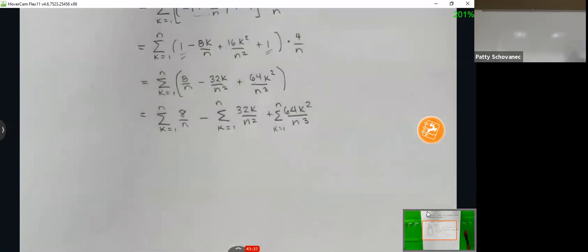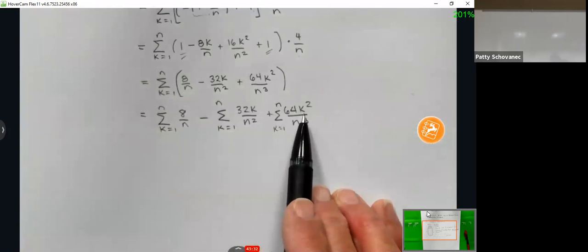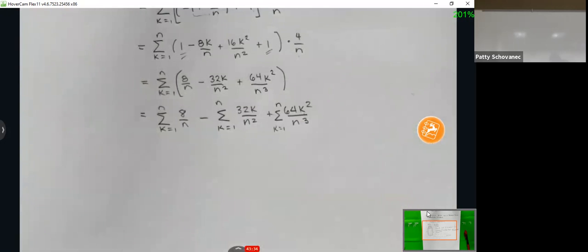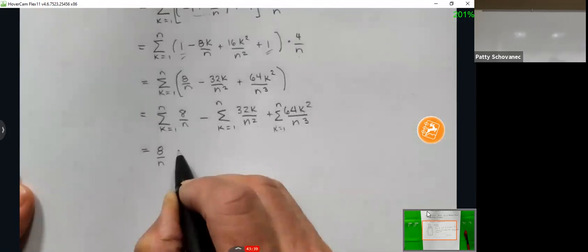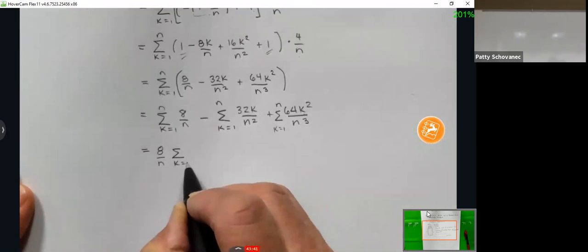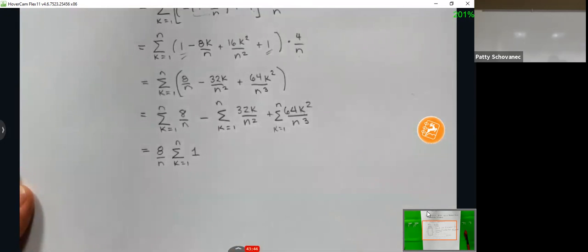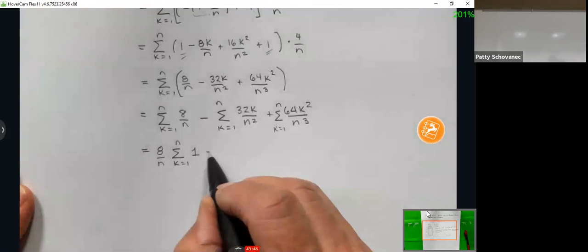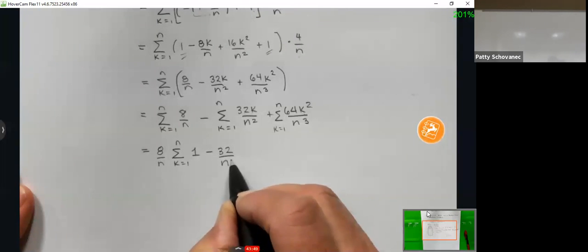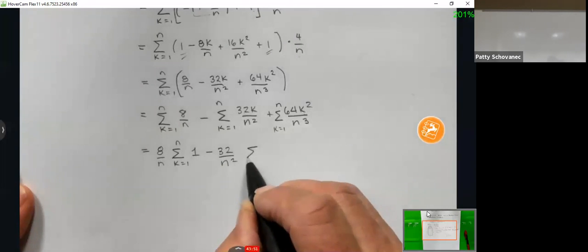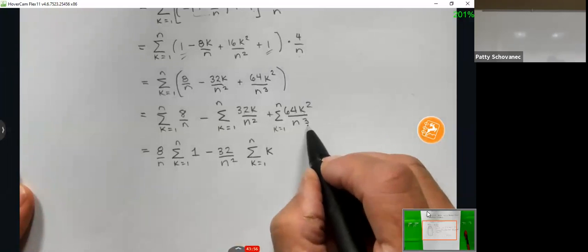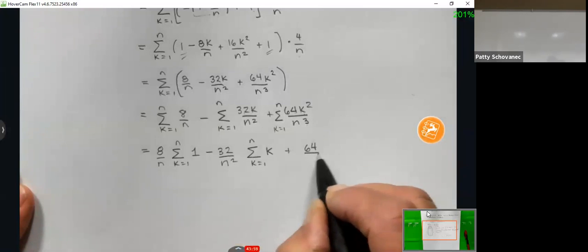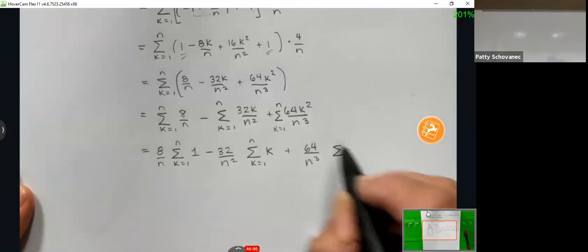Now these are summations on the variable k. So I'm going to leave the k within the summation symbol, and I'm going to pull the coefficients out front. Over here, when I pull out the 8 over n, it leaves behind a factor of 1. Now I'm going to pull out the 32 over n squared, and it leaves me a k behind within the summation symbol. And then I'm going to pull out the 64 over n cubed, and that leaves me a k squared in here.